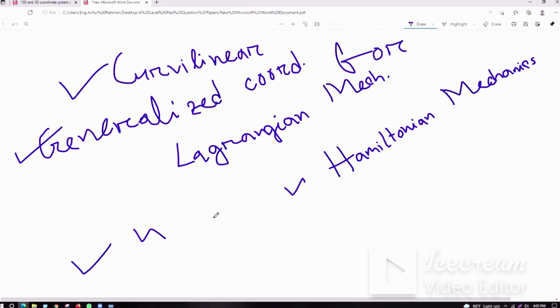Okay. So today we discussed coordinate systems, which are very, very important for engineering students.